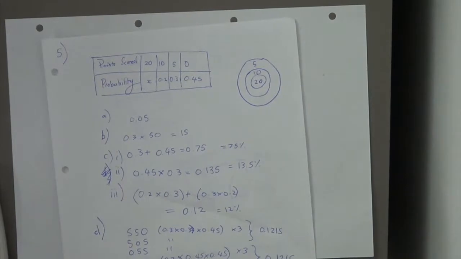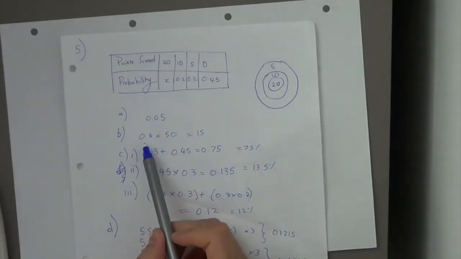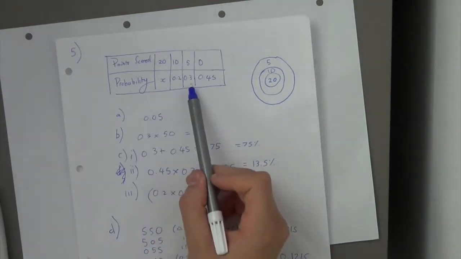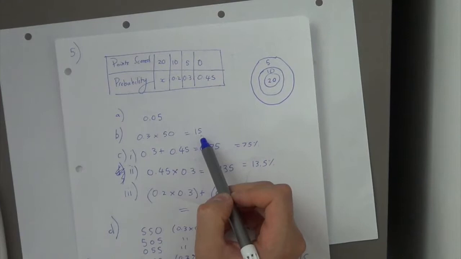Next question. It says, Kia throws a coin 50 times. Okay, work out the expected number of times she scores 5 points. Okay, so I've already done this. Basically, you'd have to do 0.3, which is the probability of getting a 5, and times 50 to give us 15.